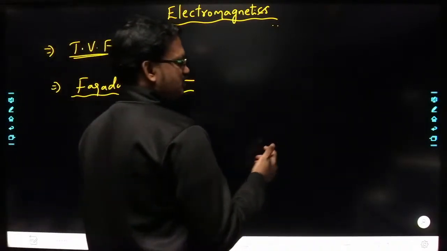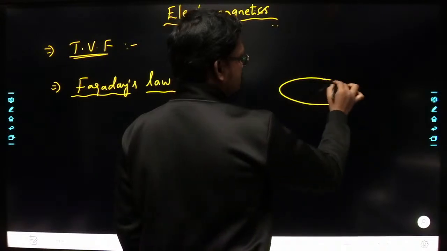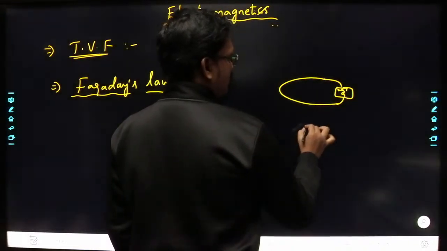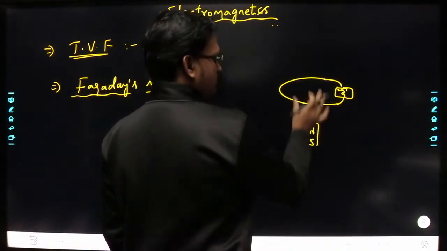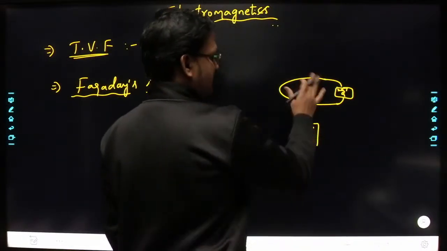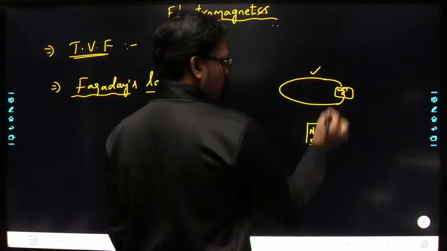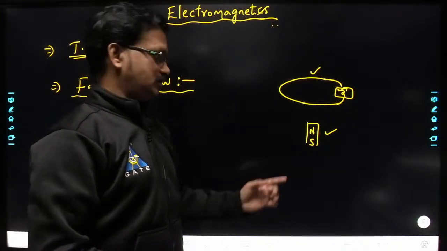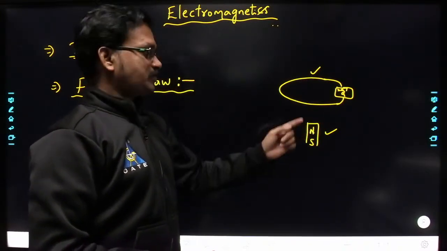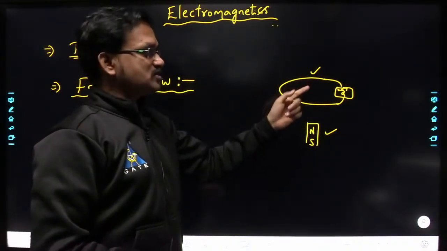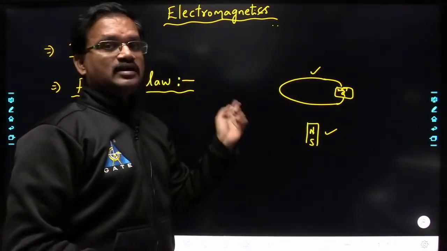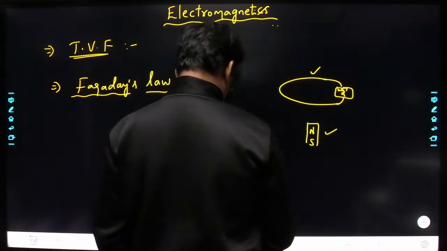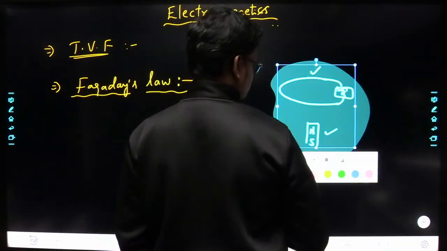In the previous class we took a conducting loop like this, and connected some galvanometer. Then we moved the magnet nearer to the loop and away from the loop. Whenever there is relative motion between the magnet and loop, there is a change in magnetic flux, and we see a deflection in the galvanometer. So whenever there is a change in magnetic flux, an EMF is induced around the closed loop, and that EMF drives the induced current. We have seen all these things in the previous class itself.